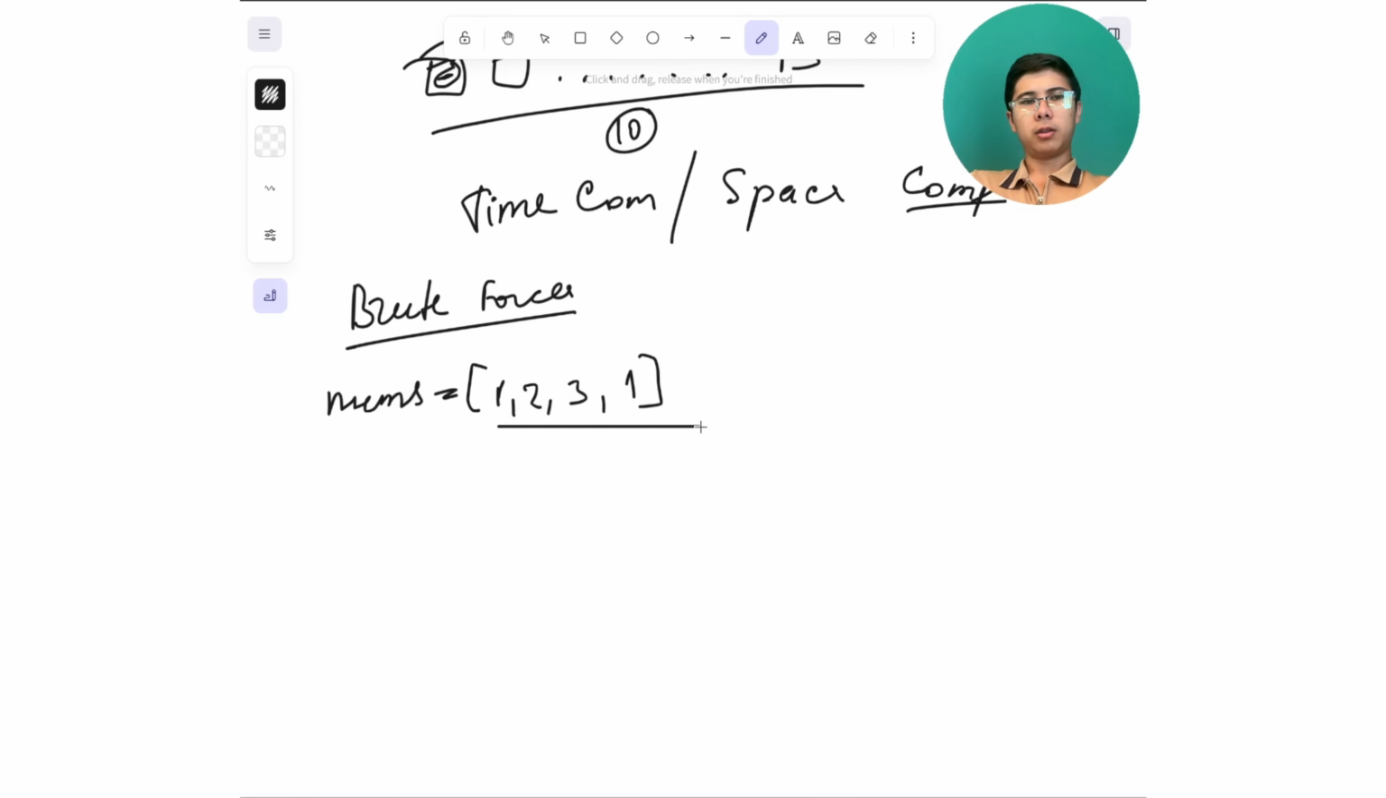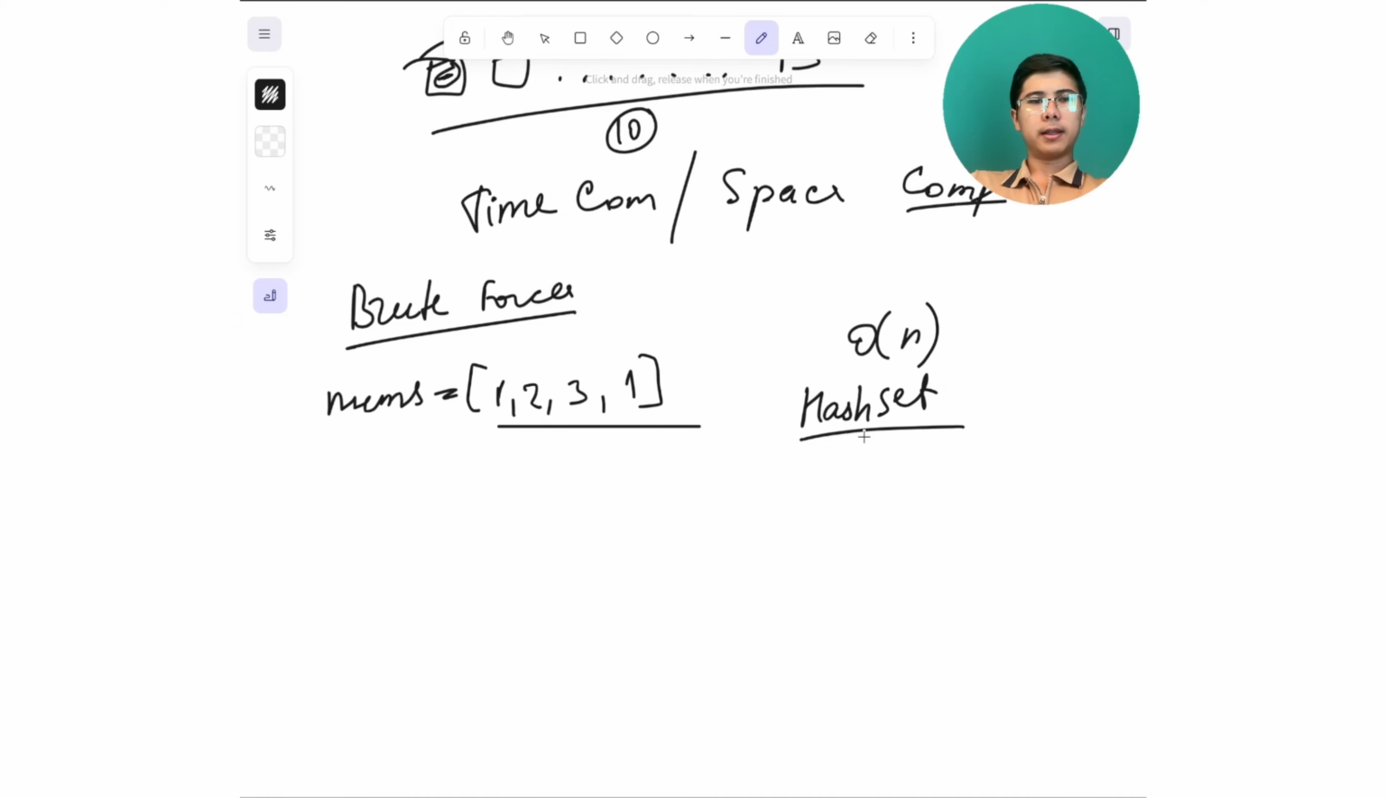So we need a good time and space complexity solution. To solve this problem in linear time, we can use a hash set structure. What kind of structure is it?